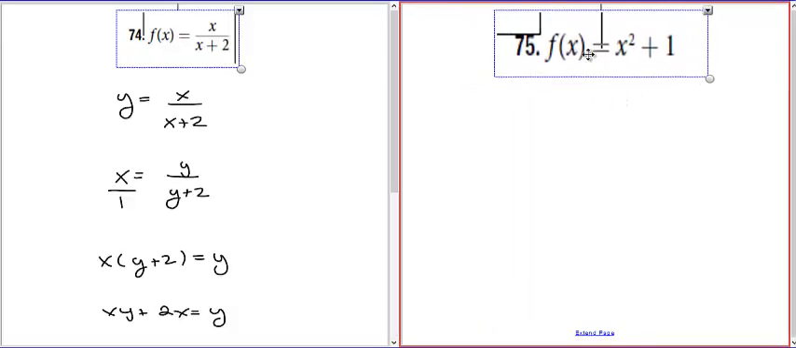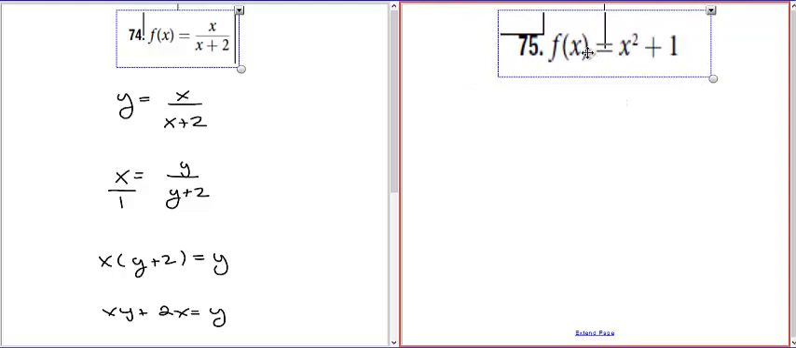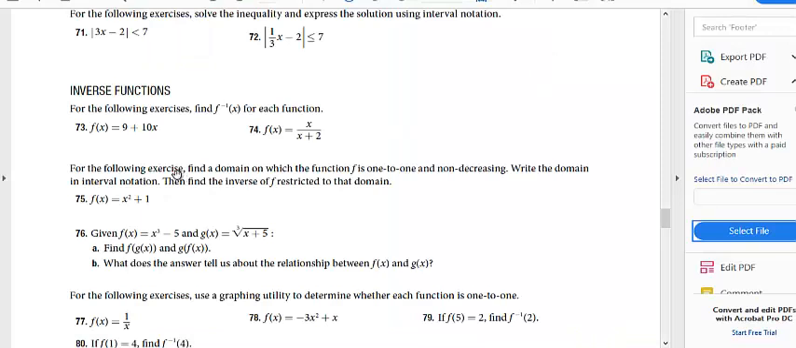Okay, the next one says, what does the next one say? It says, for the following exercise, find a domain on which the function f is 1-to-1 and non-decreasing, which means increasing or zero. Write the domain in interval notation, then find the inverse of f restricted to that domain.